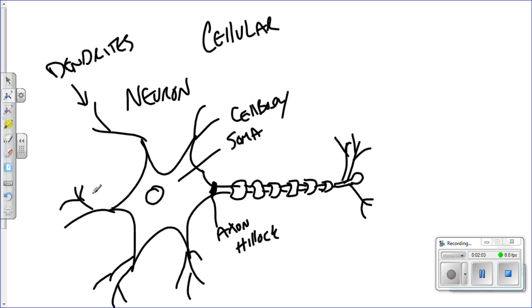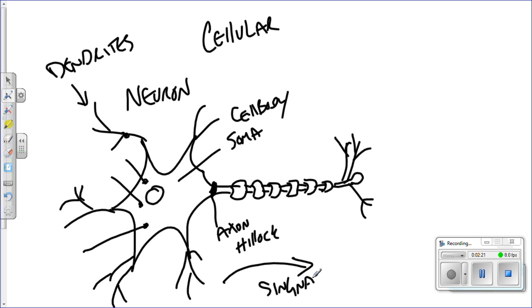Dendrites, like I said, are going to be the things reaching out and touching different cells. You could also have different synaptic bulbs coming in and touching the cell body or different areas of the dendrites for signal being retrieved. So the signal is always going to move from the dendrite area out to the end of the axon down here at the synaptic bulbs.